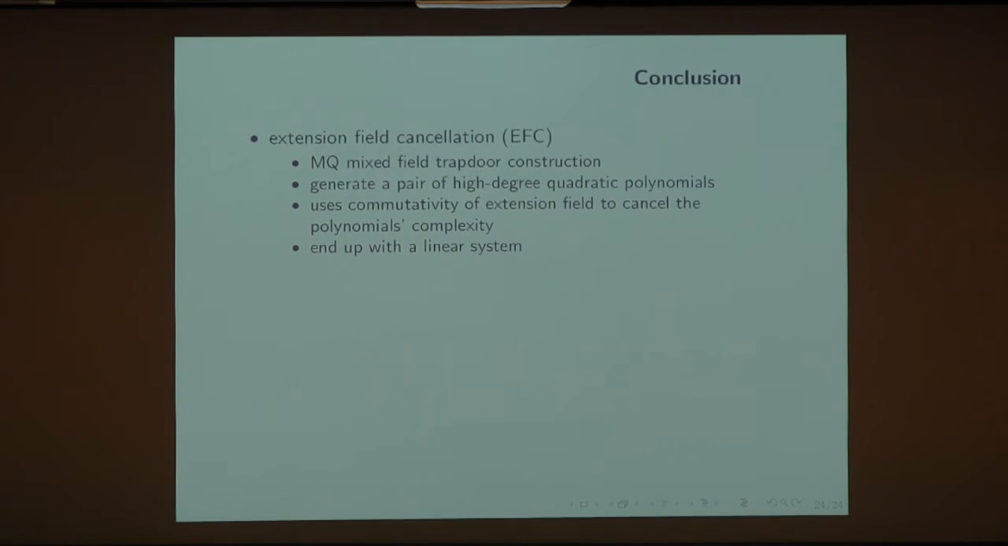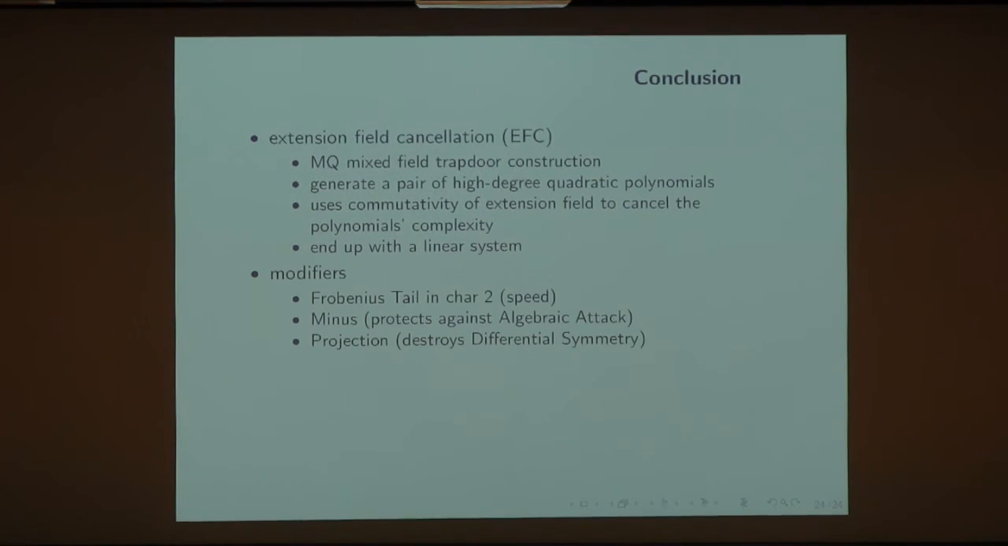So that brings us to the conclusion. We propose extension field cancellation, which is a new multivariate quadratic trapdoor using 2 polynomials of very high degree in the extension field such that there exists a way to combine these polynomials in order to cancel their complexity, in which case you end up with a linear system, and if you solve the system, you obtain the plain text.